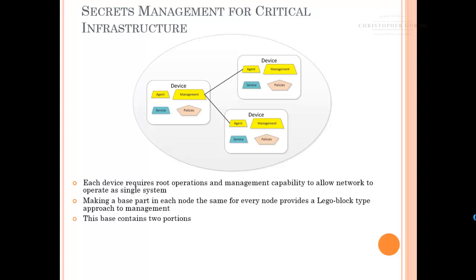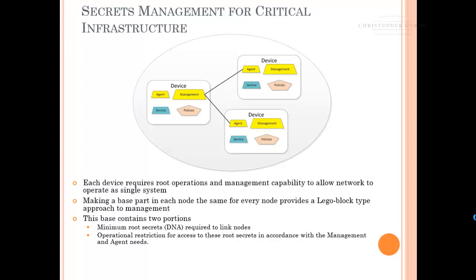This base operation of the nodes has two portions, really. The minimum root secrets, or DNA, required to connect all the nodes together and make sure that they can operate the same, so they can be synchronized by the active trust management on the network and across the network. And then operational restriction for access to those root secrets, so they can only be accessed in accordance with the management and agent needs, so that they can't be used or exploited outside of their required access.